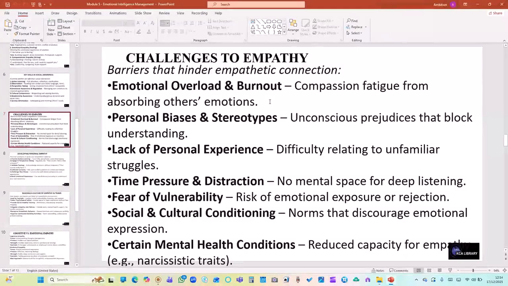Then fear of vulnerability, that is, risk of emotional expression or rejection. When you are afraid that you will be rejected by others, it will pose a problem to empathy. Social and cultural conditioning, that is, norms that discourage emotional expression. So there are so many social and cultural beliefs that disassociate people from associating with others. Then certain mental health conditions also pose a serious problem to social skill or empathy.